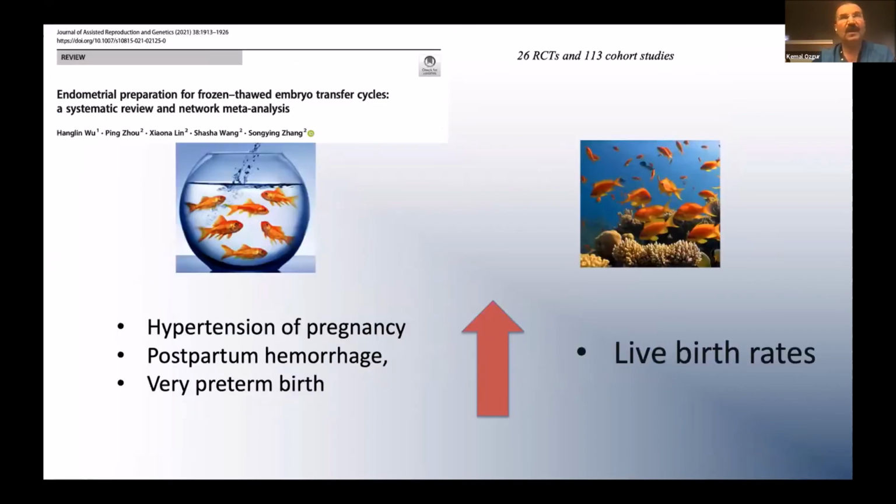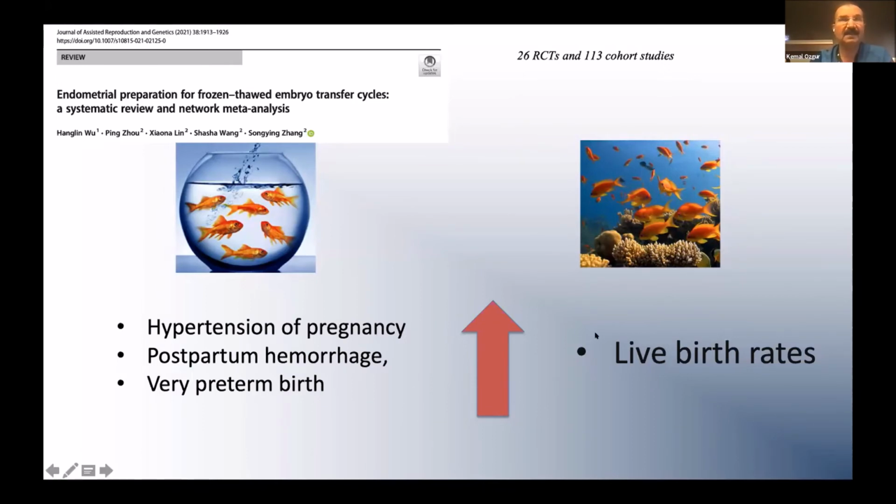And now I'm going to show you another publication. This is a meta-analysis, which combines several randomized controlled trials. It was just published a couple of months ago in one of our journals, and it included 26 randomized controlled trials and 113 cohort studies, so close to 150 studies combined. And again, the same finding: some of the obstetric complications were high in artificial cycle: hypertension of pregnancy, postpartum hemorrhage, and very preterm birth was high, maybe because of hypertension of pregnancy.